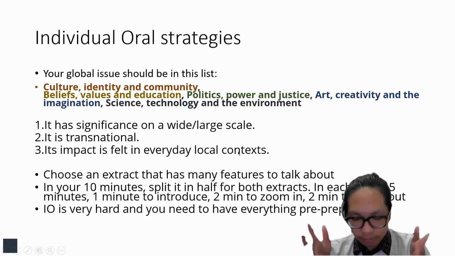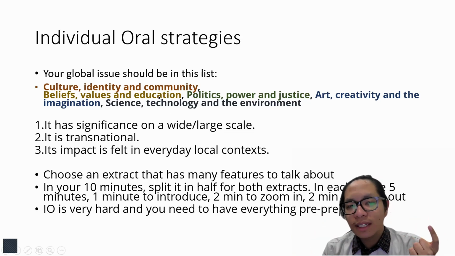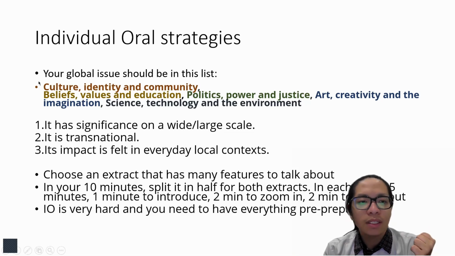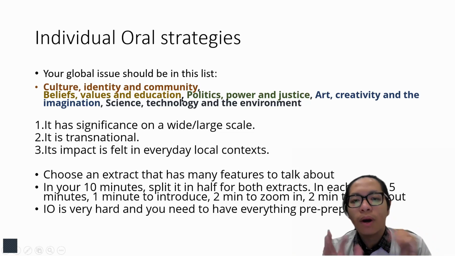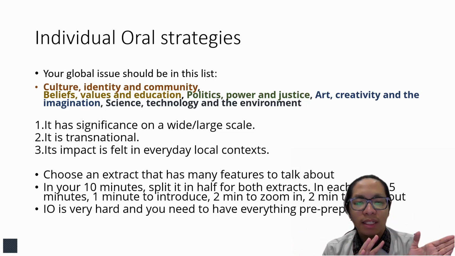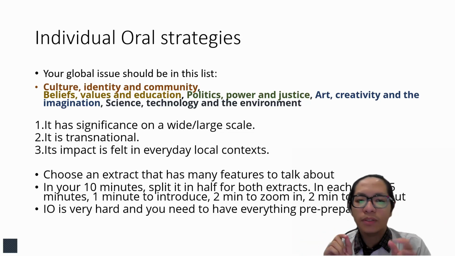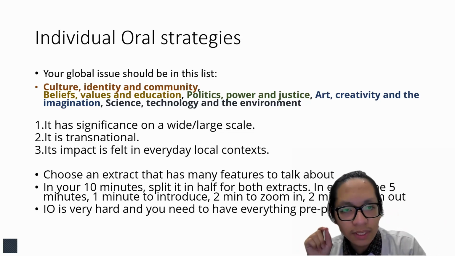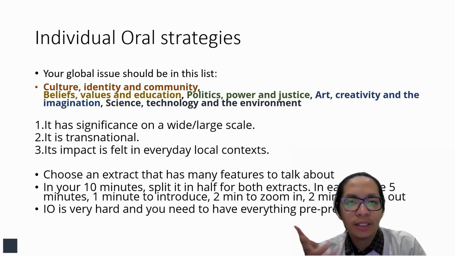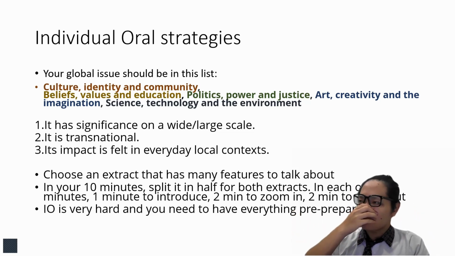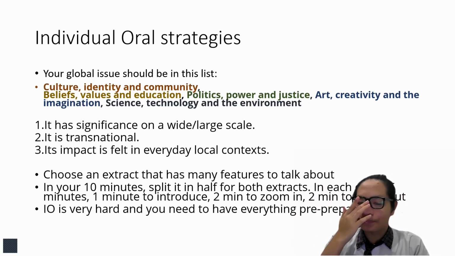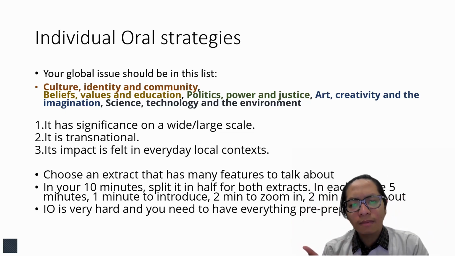So it should be in this list. This is taken specifically from the IB syllabus, where it's either culture, identity, and community, beliefs, values, and education, politics, power, injustice, art, creativity, and the imagination, as well as science, technology, and the environment. So take one of the five different subcategories we have, make sure it's clear, and add it to your list. So now you choose an extract.